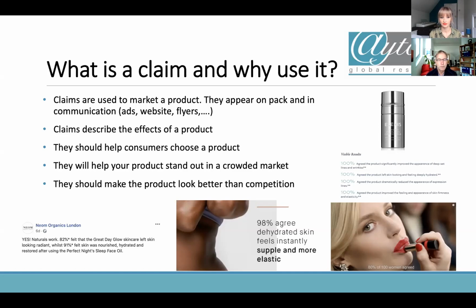So we've got some examples over here, which I think you can read for yourself, which are visible results in the example on your right. Product improved the appearance of deep set lines and wrinkles. Some of these examples I already mentioned before. Claims that are used to entice the consumer, to differentiate against competition, and in the end to be successful in selling the products.